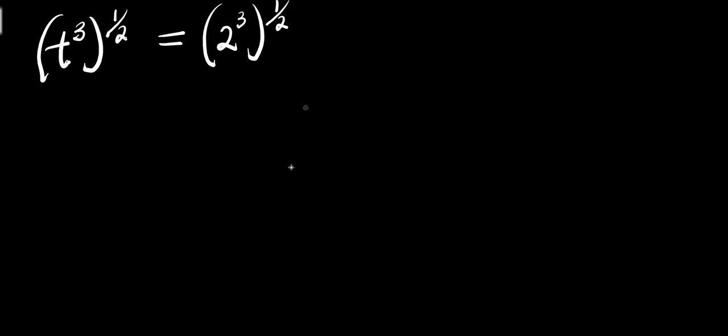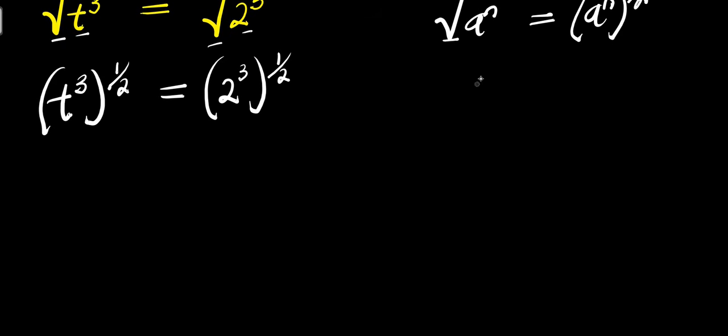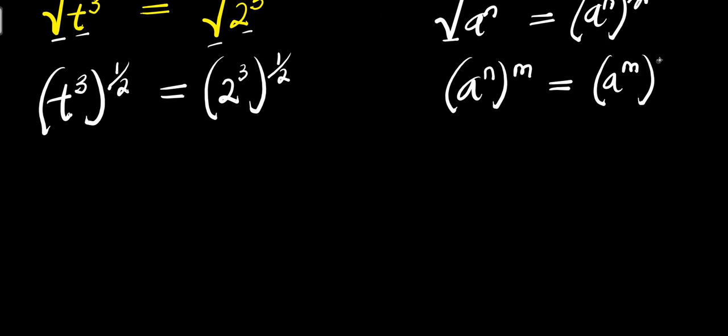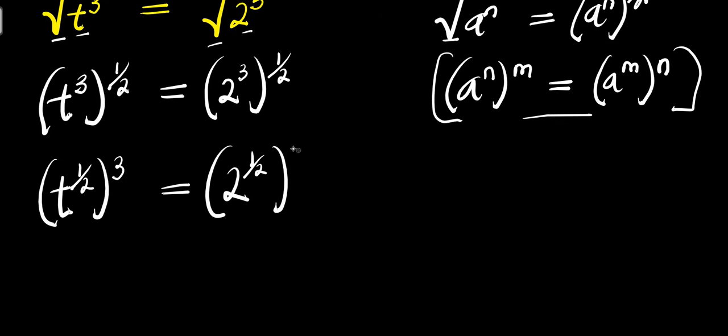So what we are going to do will be to apply this order identity. If you have a to the power of m raised to the power of n, this equals a to the power of n raised to the power of m. Applying this right here, we have t to the power of 1 over 2 raised to the power of 3, and this equals 2 to the power of 1 over 2 raised to the power of 3.